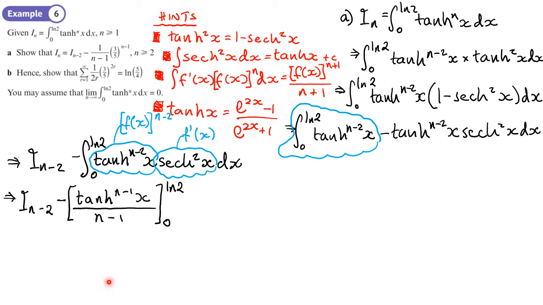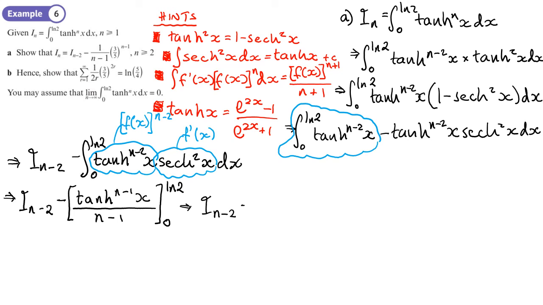Now we want to evaluate this, and this is where we use this hint here. So we'll actually put these values in for tanh. So we'll make that substitution and we can put the limits in. So now we'll replace tan with its definition. So I'll have this.